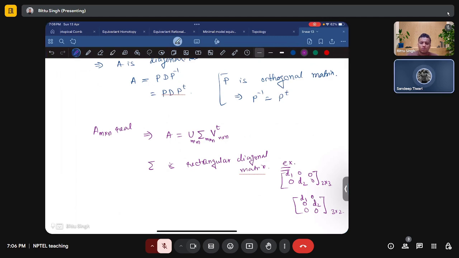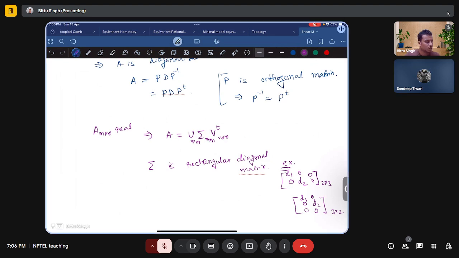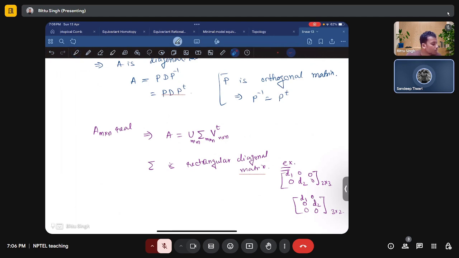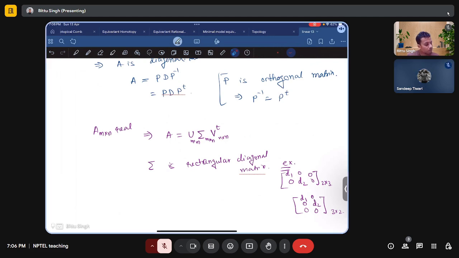Sir, can we shift this diagonal, D1, D2 in the 2 by 3 matrix, one position upper? No, it should be in ascending order. So the first one will be D1, then D2, like this. Those are called rectangular diagonal matrices.